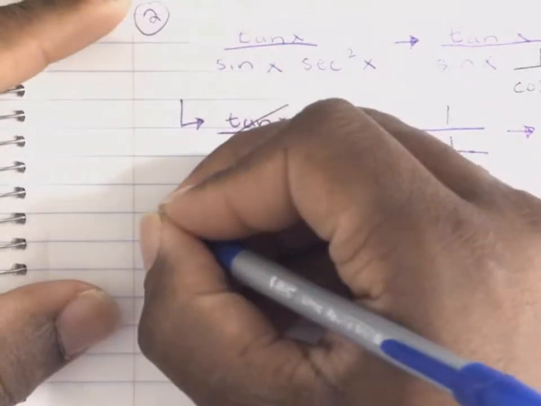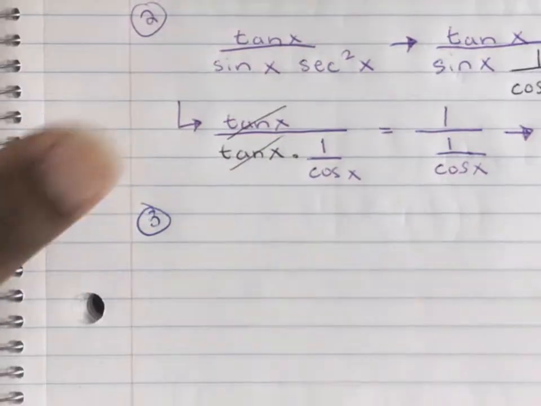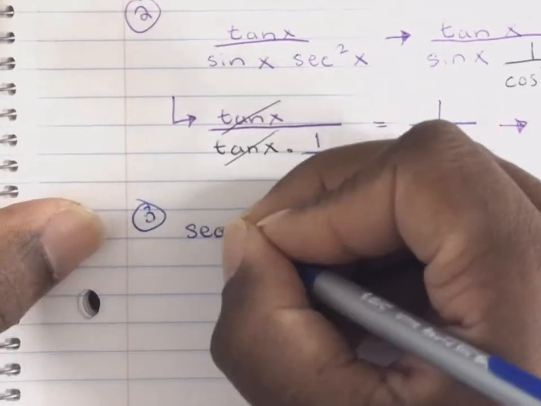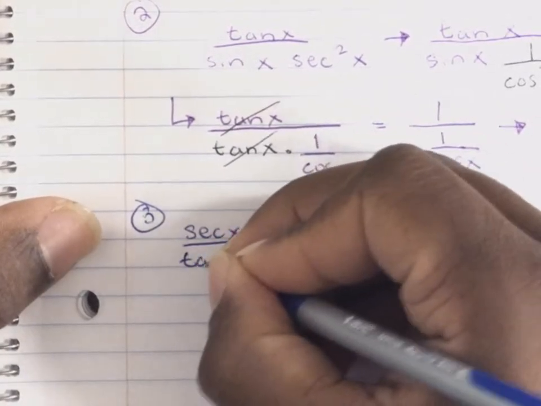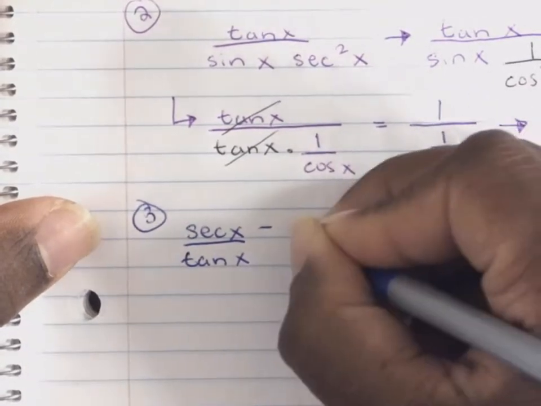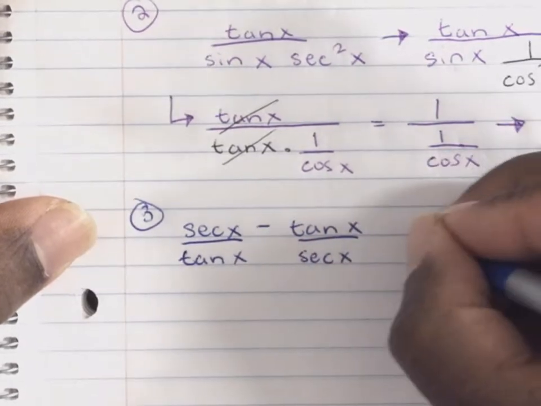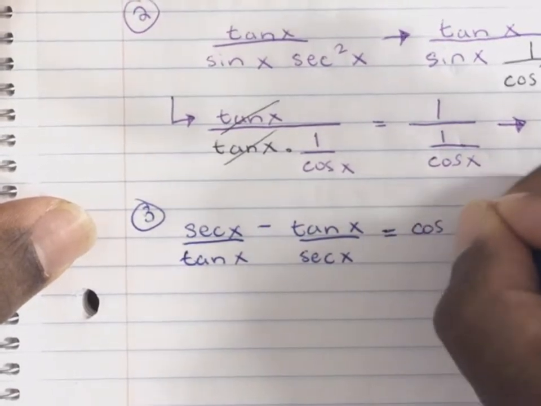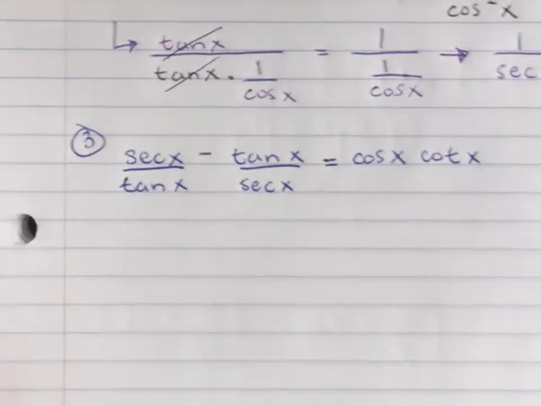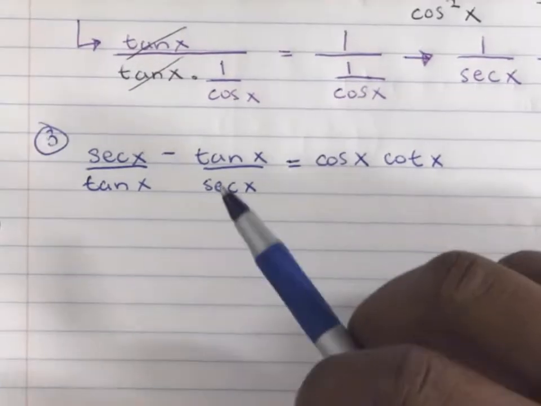All right, number 3. Number 3, we got secant x over tangent x minus tangent x over secant x, and this equals cosine x cotangent x. So now this one I'm actually verifying.